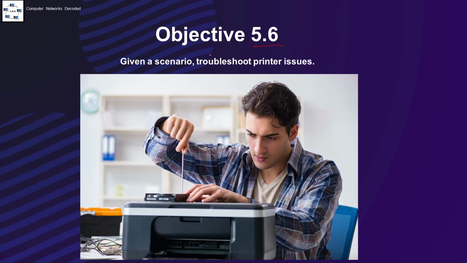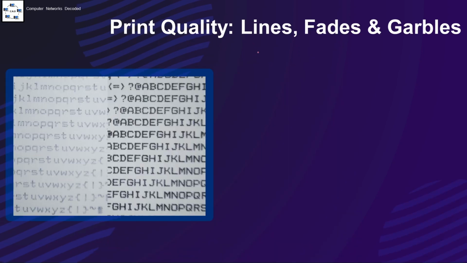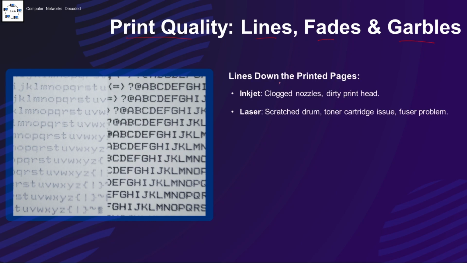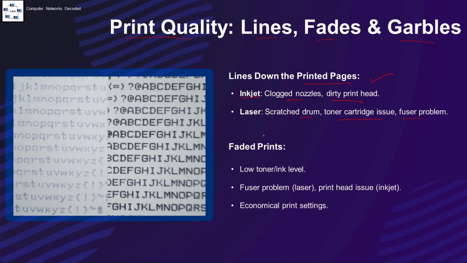Objective 5.6, given a scenario, troubleshoot printer issues. The issues may be with print quality, that is lines, fading, and garbled prints, lines down the printed pages. In inkjet, the causes may be clogged nozzles or a dirty print head, while in laser printers, a scratched drum, toner cartridge issue, or fuser problem.